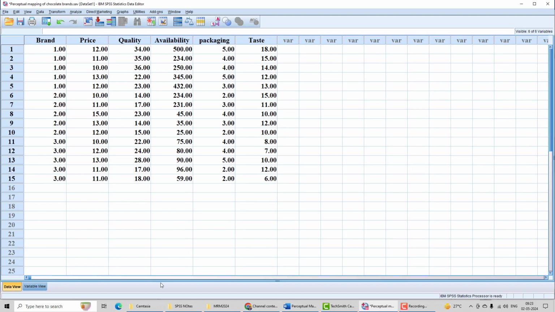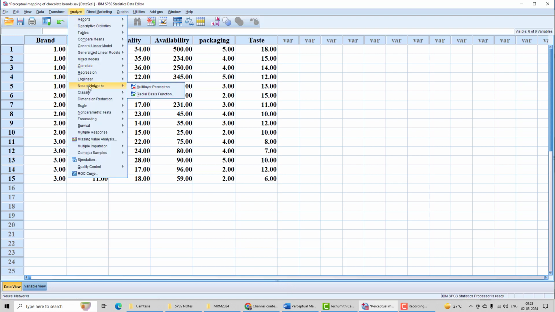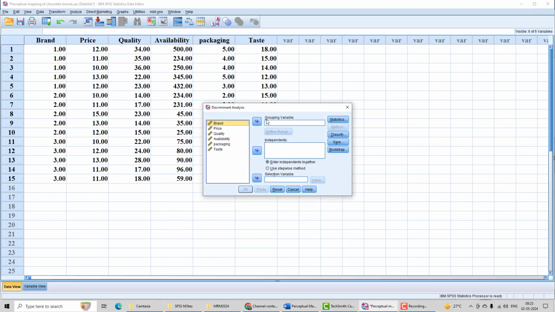And now what we are going to do is basically the discriminant analysis. So analyze, classify and go for discriminant. Brand is our grouping variable and all the remaining variables are our independents. And in the brand we need to give a range, and we have minimum 1 and maximum 3, basically because we have 3 brands.